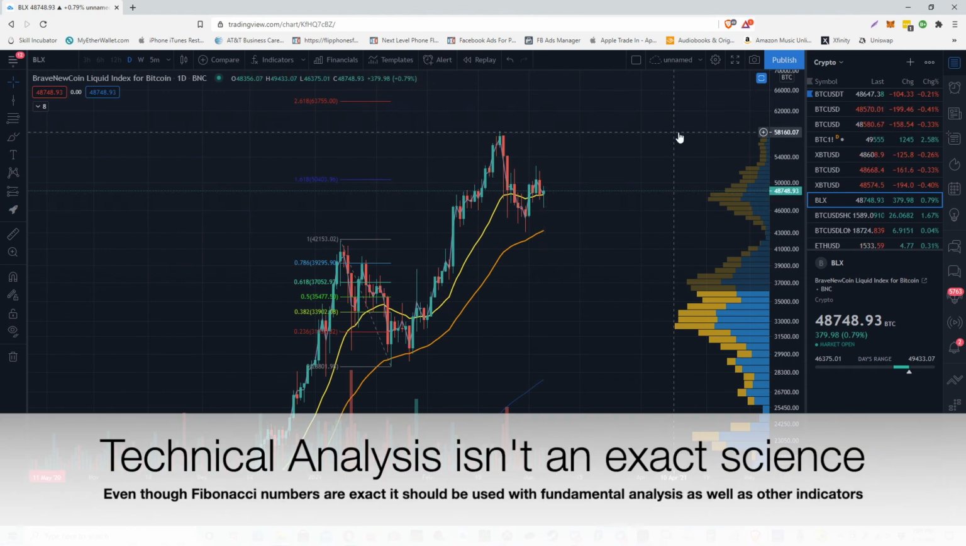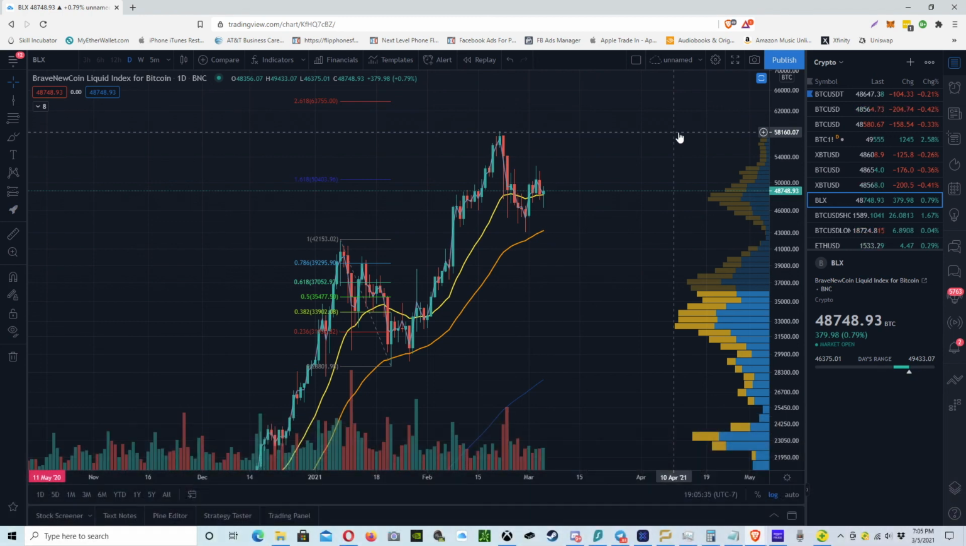Any indicator for technical analysis is just to help you get a better idea. It's not an exact science, but Fibonacci actually is. Keep that in mind. Use it with other indicators and fundamental analysis, and it'll help you get a better idea of what's on the horizon, especially with an asset class like Bitcoin that's in price discovery.